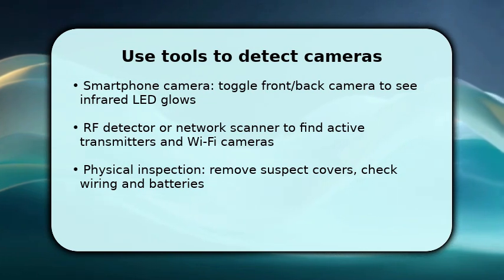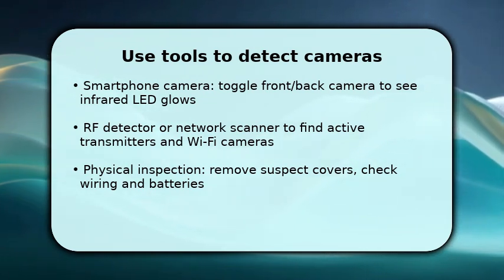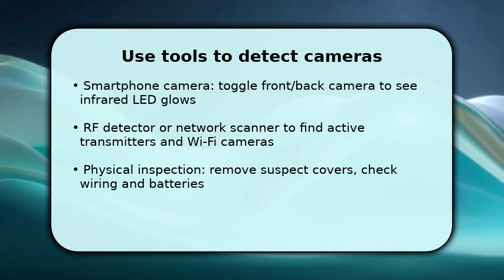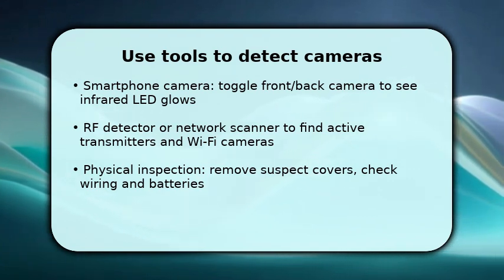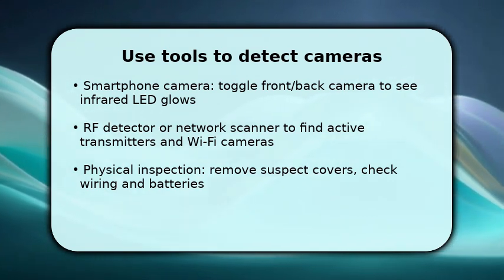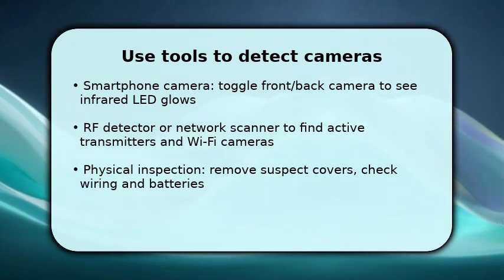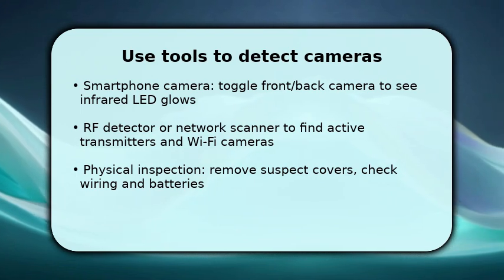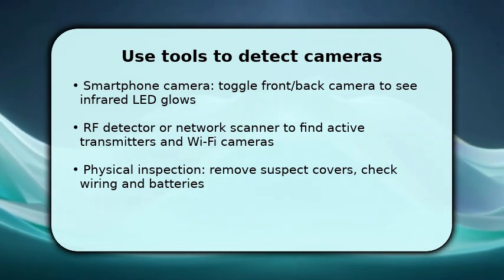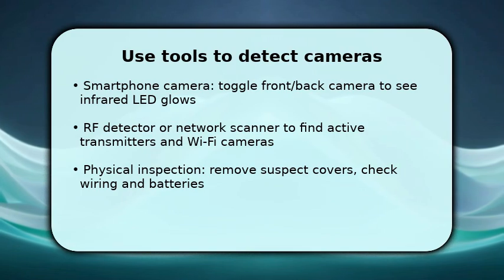Then sweep the room with an RF detector or run a Wi-Fi network scanner to find unknown devices and open streams. If a device looks suspicious, gently inspect it. Remove covers if safe. Look for lenses, wiring, batteries, or micro SD slots. These steps help differentiate harmless objects from active surveillance gear.